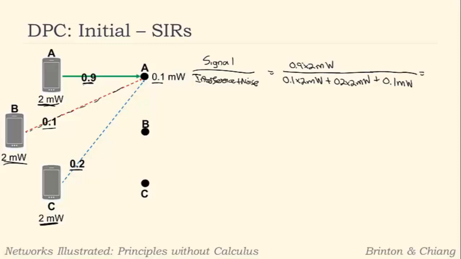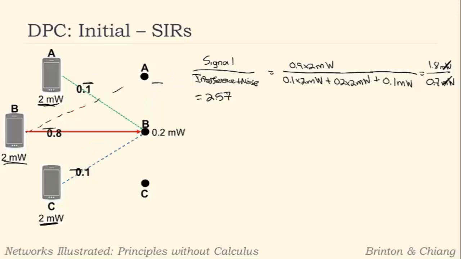So if you multiply this out, you get 1.8 milliwatts on top, and on the bottom you get 0.7 milliwatts. So now notice that these are going to cancel, and so the signal to interference ratio is a unitless quantity. It just tells us how much higher the signal is than the noise relative to the interference. And so if we do this division, 1.8 divided by 0.7 gives us 2.57.